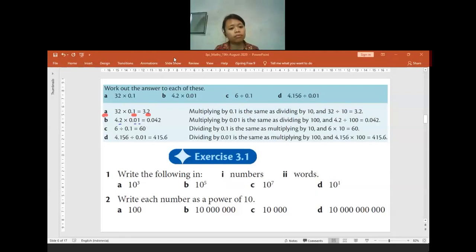Okay then. Now let us continue the discussion. Let us discuss the exercise 3.1 on your textbook, page 33. Okay, now we have 10 to the power of 3. 10 to the power of 3, it will be equal to how many? Hello?